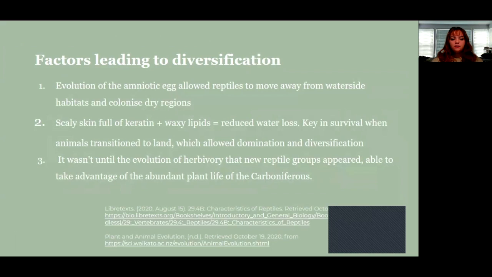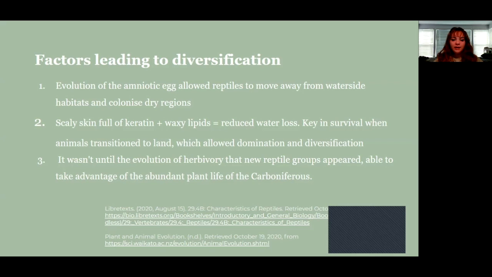Firstly, the evolution of the amniotic egg allowed reptiles to move away from waterside habitats and colonize the dry regions. So the amniotic egg has fluid-filled sacs. When you think about when life was purely aquatic, like fish eggs, they don't have a shell. They have a thin membrane around the organism growing inside, and in order to maintain their moisture, they rely on the water that's all around them. So a huge issue with moving from water to land is where the growing organism, the embryo, is going to get that necessary fluid.